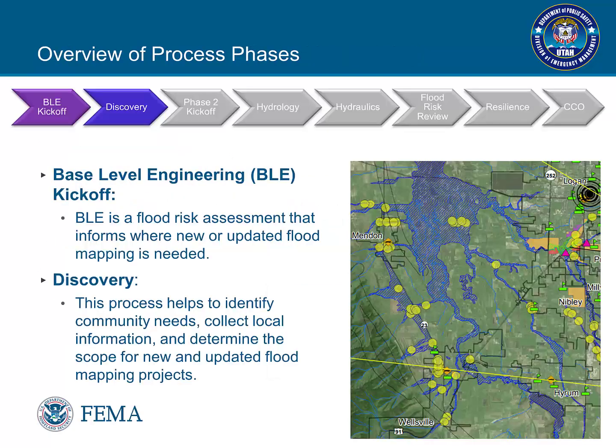The first phases in the Risk Map process are base level engineering kickoff and discovery. The base level engineering, or BLE analysis, provides flood risk information for unmapped or inadequately mapped areas and can really help determine where current FEMA flood maps need to be updated.